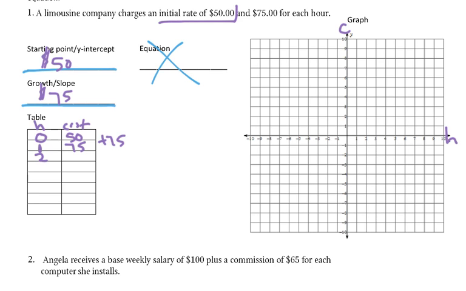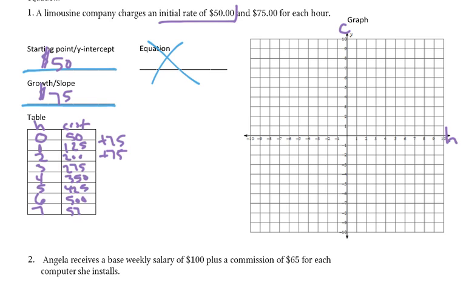Then at 2, we add, oh wait, not 75, huh? We added 75, so that'd be 125. Then we add another 75, so we get 200. Then 275 for 3 hours. 4 hours would be 350. 5 would be 425. 6 would be 500. Getting pretty pricey pretty quick, huh?